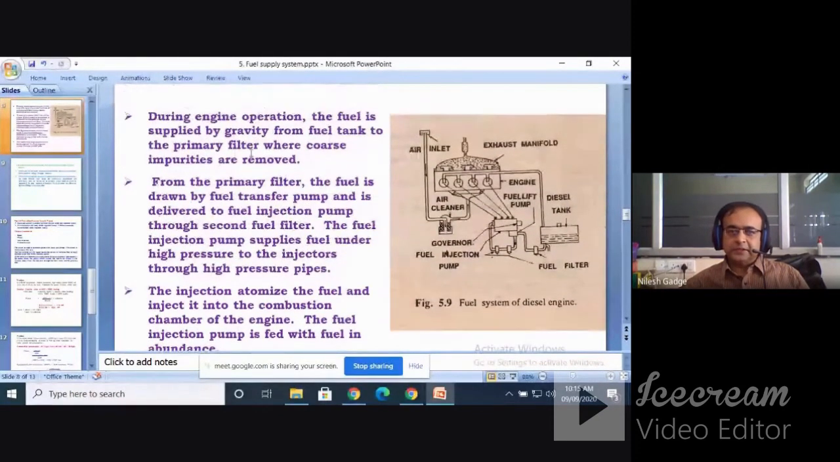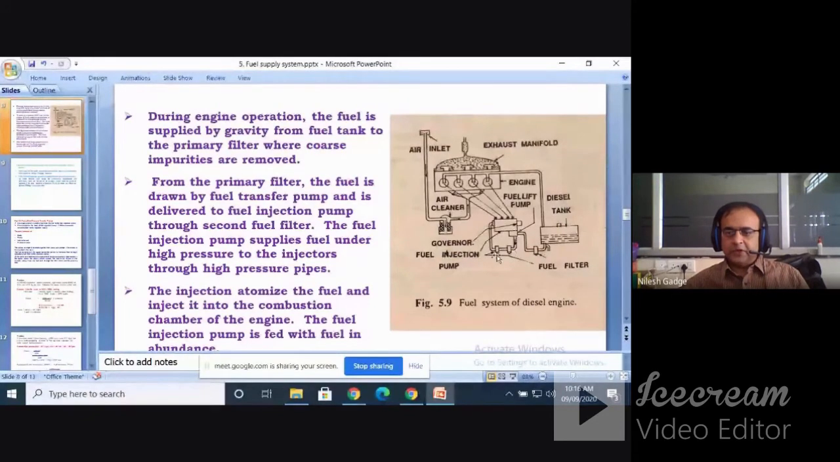So see this description. During the engine operation, the fuel is supplied by gravity from the fuel tank to the primary filter, where coarse impurities are removed. From the primary filter, the fuel is drawn by the fuel transfer pump. The fuel transfer pump is also known as the fuel lift pump, and it delivers the fuel onward to the fuel injection pump.